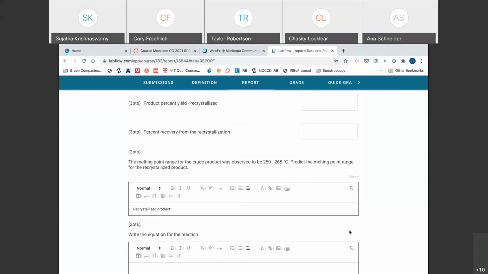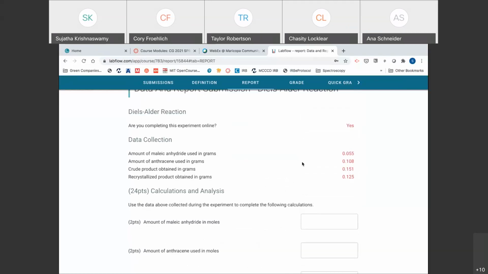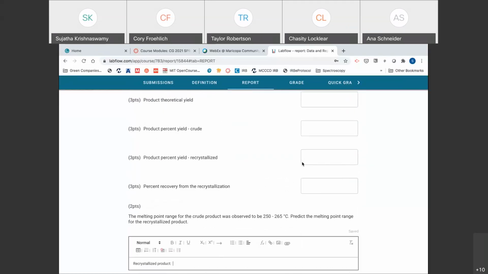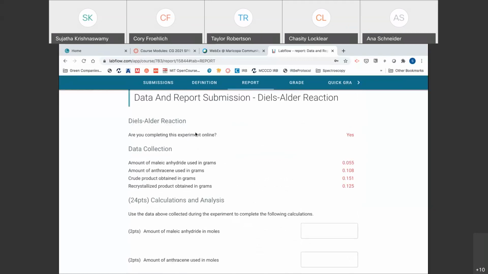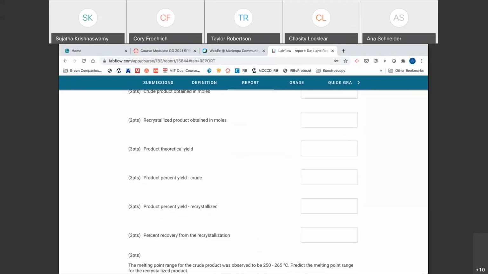All right. Any questions on that section, just this section, starting from use the data above all the way to percent recovery from the recrystallization? You're also asked percent yield from the crude. So you're going to use both. You're going to use the crude as well as the recrystallized, okay?